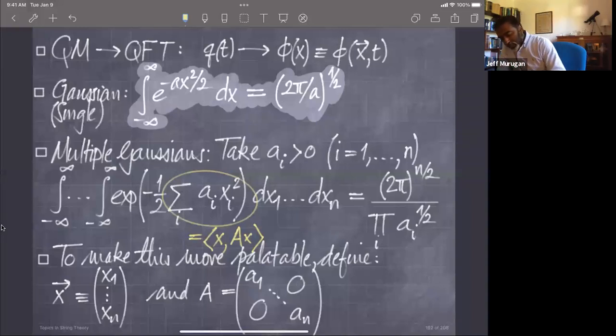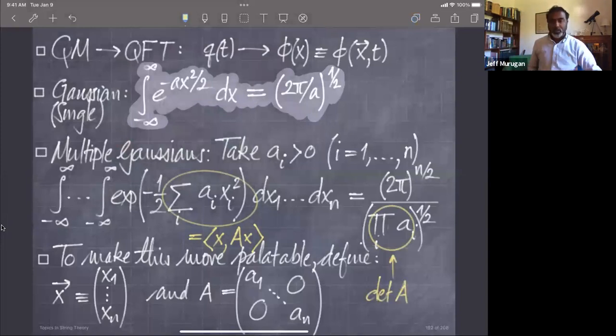On the other hand, this quantity in the denominator here, the product of all the AIs, and you take the square root of that, is nothing but the determinant of the matrix A.